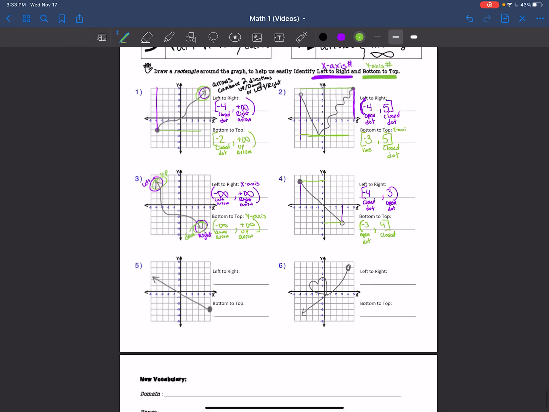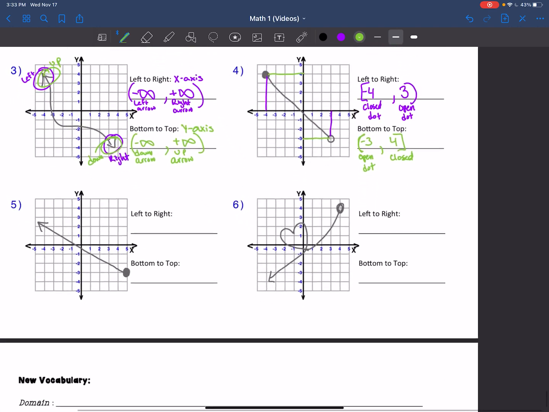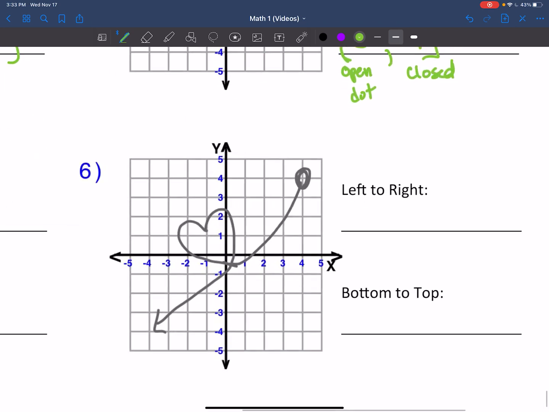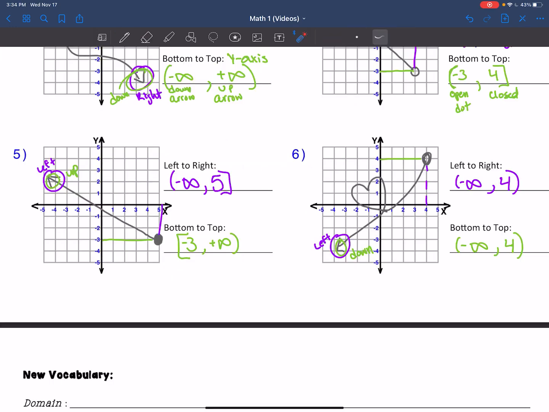So I want you guys to try 5 and 6, but just please note that 6, this is an open dot, okay? So try 5 and 6. Okay, so here are the answers for 5 and 6.